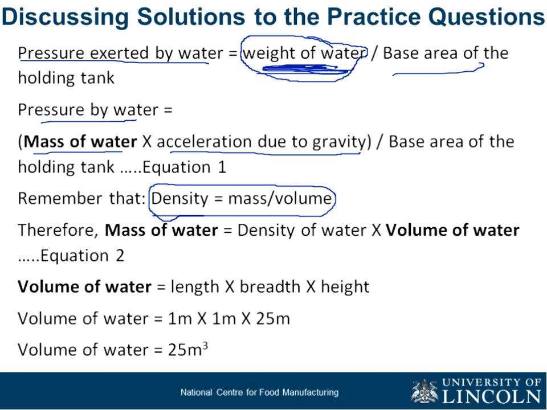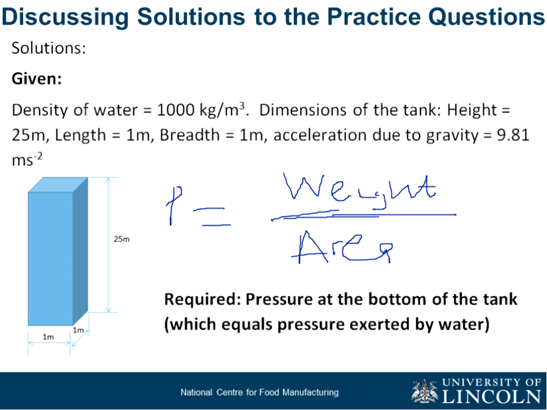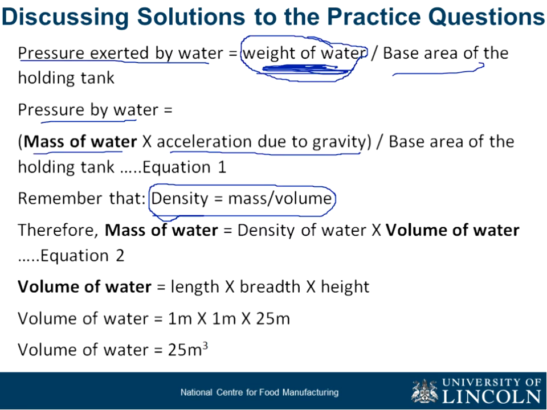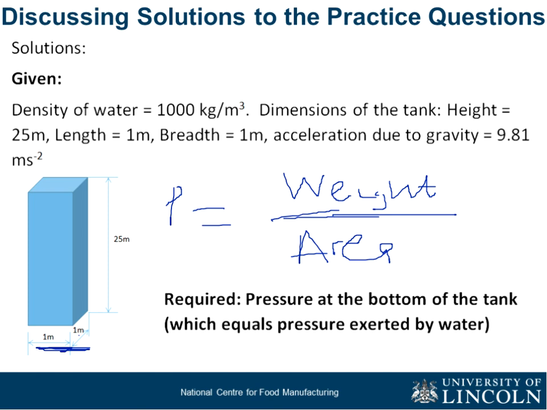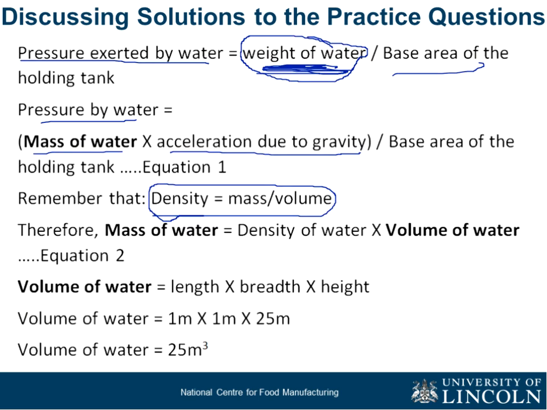Because I know the base area. I know the base area is 1 multiplied by 1. If you look at this again, the base area is 1 multiplied by 1. So I know this. That's not a problem. But what I'm trying to find out is the weight of the water. Now we know mass, and acceleration due to gravity, I've been given acceleration due to gravity in the question. I've been told that acceleration due to gravity is 9.8 meter per second square. And then what I really need to know now, the missing value here, is the mass of water.